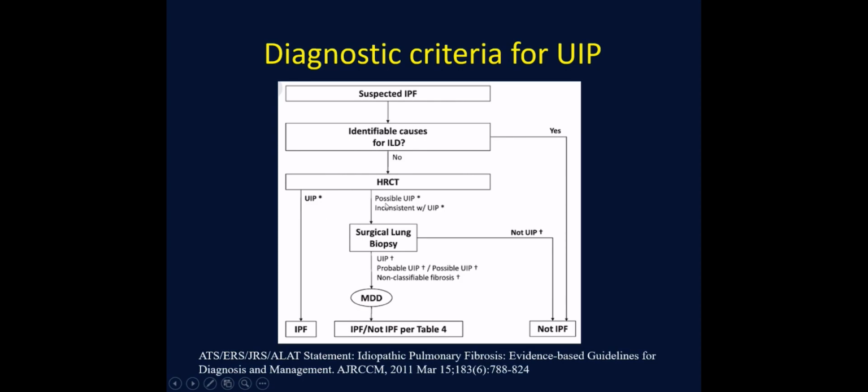If we say possible UIP or inconsistent with UIP, then in many cases the patient will need to undergo surgical lung biopsy, if clinically appropriate, and then a multidisciplinary diagnosis to decide whether or not they have idiopathic pulmonary fibrosis.